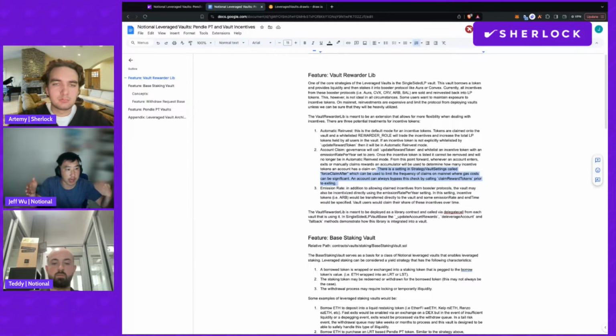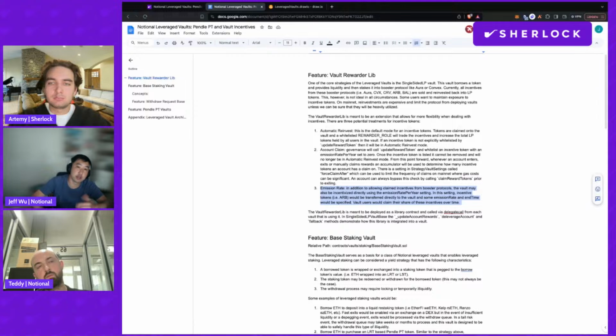The reason why we would have this time lag setting is that on an L2 like Arbitrum, it's basically free to constantly claim these rewards. On mainnet, it adds about 120K gas. So setting this force claim time to maybe a couple days ensures that accounts entering and exiting the position aren't claiming dust amounts of incentive tokens and spending additional gas when they don't need to.